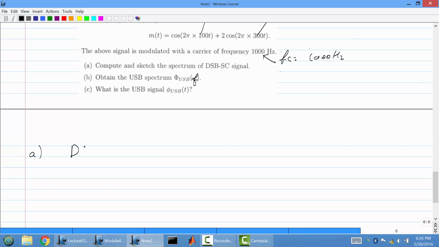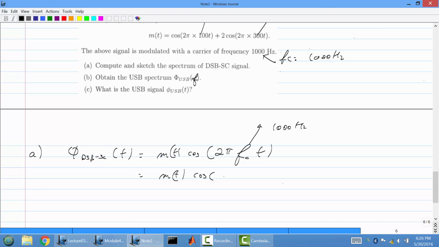So a double sideband suppressed carrier signal, the modulated signal, it's simply taking your message and multiplying it by some cosine that's modulated at some frequency, okay? So in this case here, this is 1,000 hertz. All right, so therefore, we have m of t. Yeah, that's fine. So m of t and then cosine of 2 pi times 1,000 hertz.